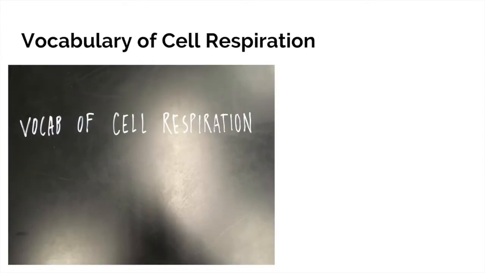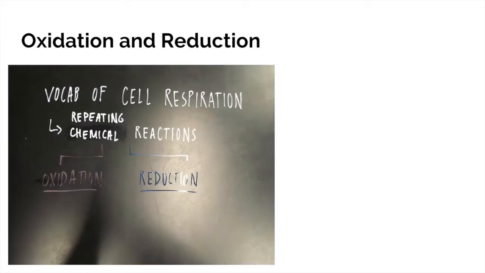First of all, some vocabulary that you need to comprehend cell respiration. One of these is repeating chemical reactions that keep occurring, because cell respiration is a metabolic process. This means it's catalyzed by enzymes and it's going through a whole bunch of chemical reactions. Two of the most important ones that pertain to hydrogen in particular are oxidation and reduction. You might remember the mnemonic OIL RIG that Mr. Dubé lovingly taught us, which means oxidation is loss and reduction is gain. What are we losing exactly? In this case, it's electrons.